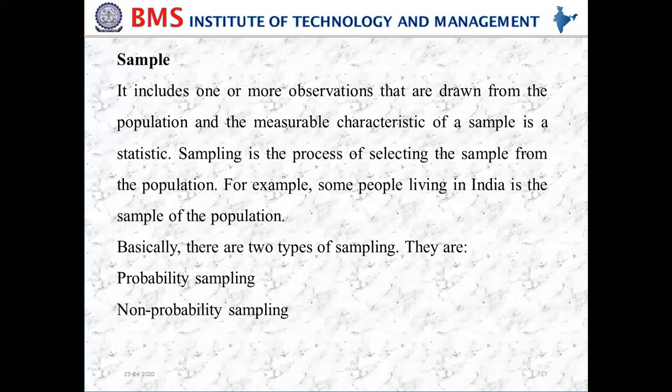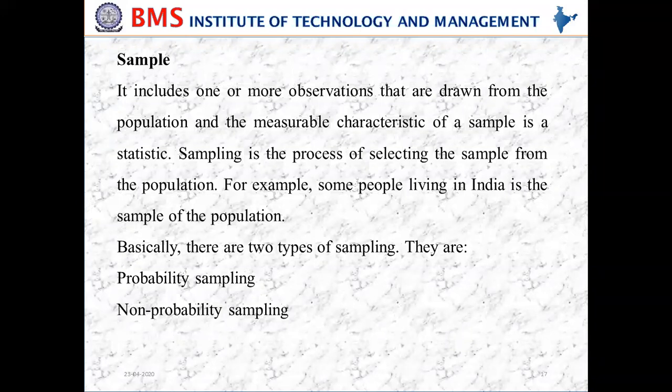Now, sample, what is that? It includes one or more observations that are drawn from the population, and the measurable characteristic of a sample is called a statistic. Sampling is the process of selecting the sample from the population. So here, as we discussed from the example, some people living in India is a sample of the population.